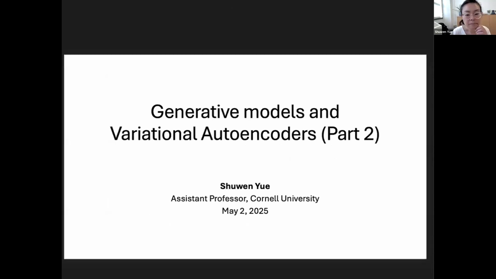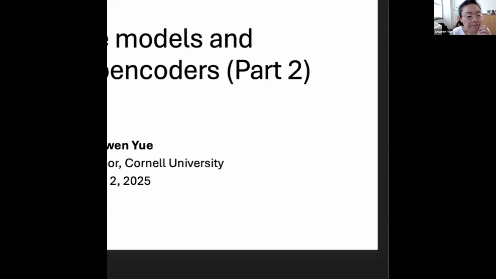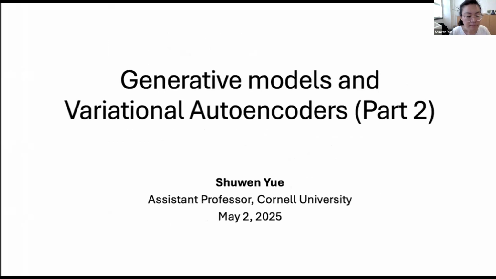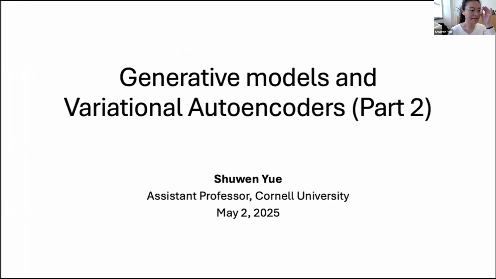Okay, so let me go ahead and share my slides. Okay, everybody see that okay? That's good. All right, so day 2 for generative models and specifically variational autoencoders.